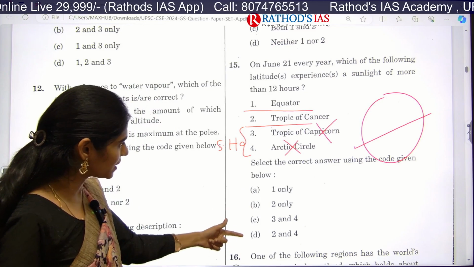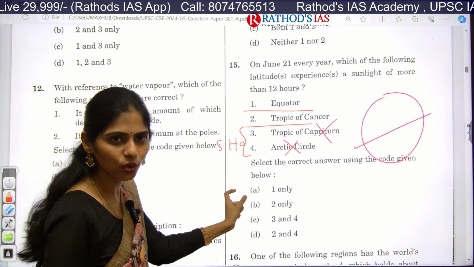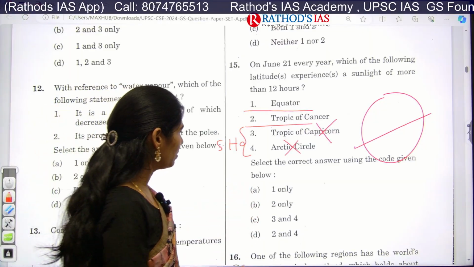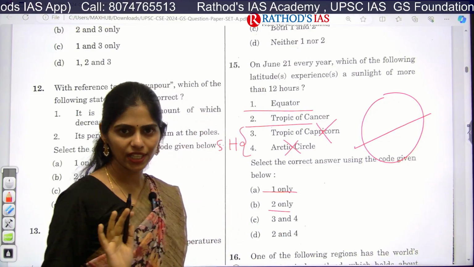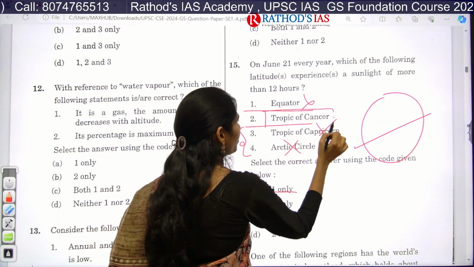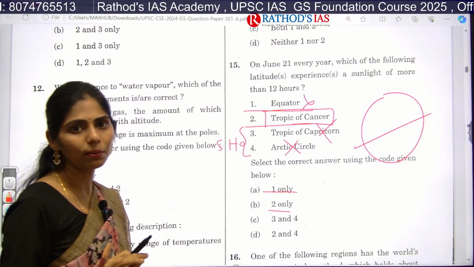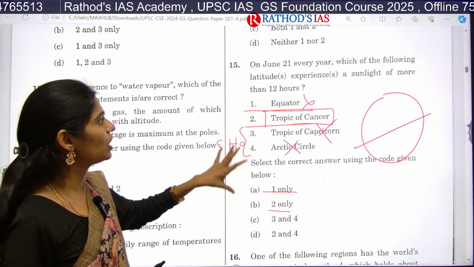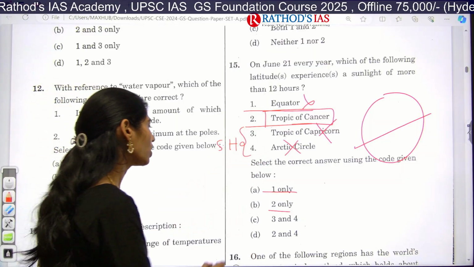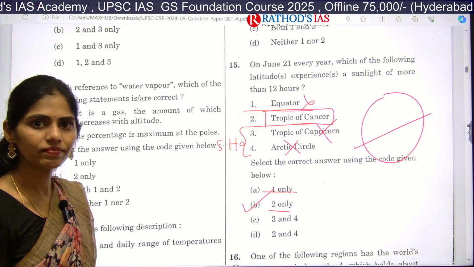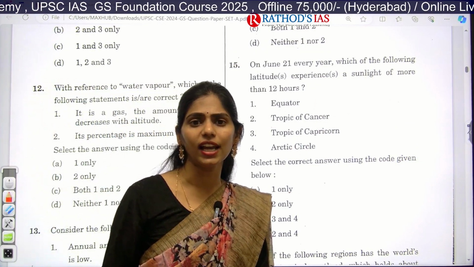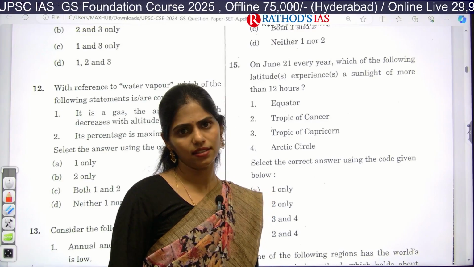But if you see in the options, there is no option which shows 1 and 2 together. Clear? So it may be 1 only or 2 only. Is that clear? So here it is not directly on the equator, but tropic of Cancer will be receiving more sunlight. So we can see a longer day on that area which is present on the tropic of Cancer. So the correct answer is B, 2 only. Clear? So whatever concepts you have studied in your foundation classes, just apply them. That's it.